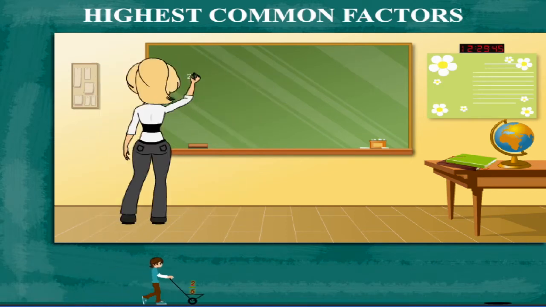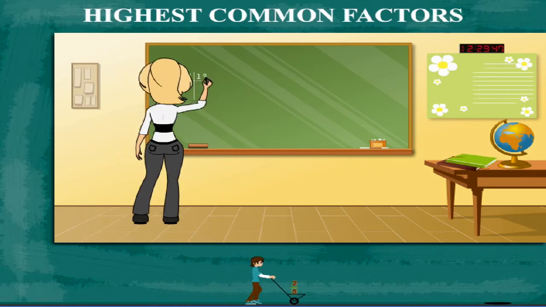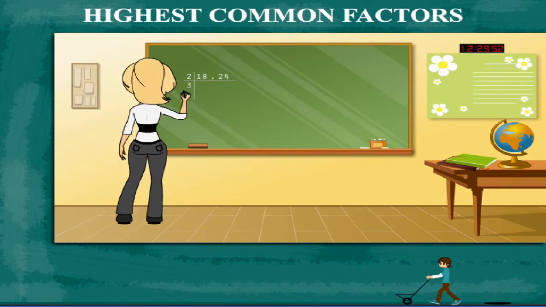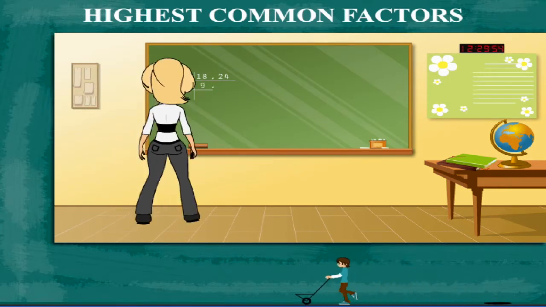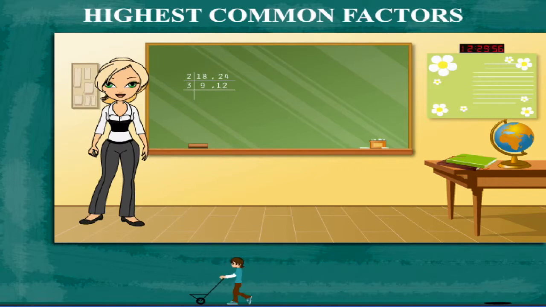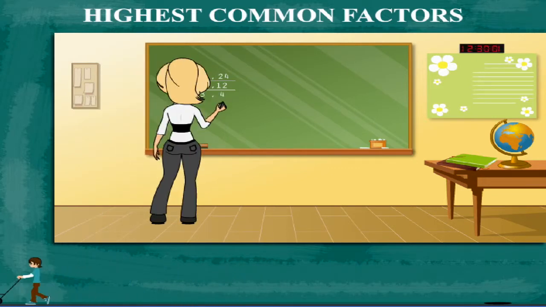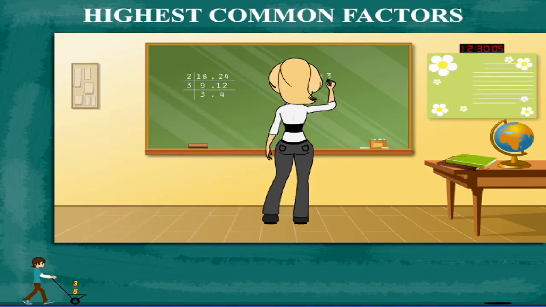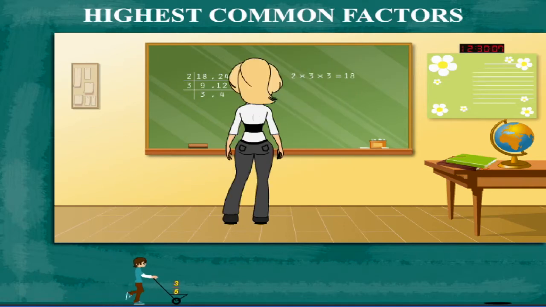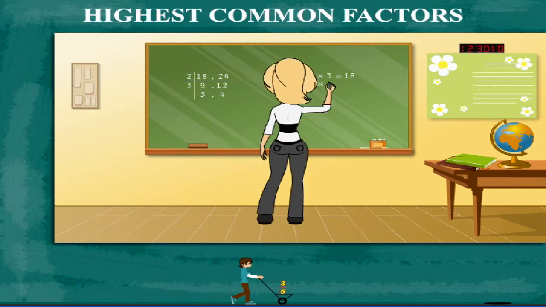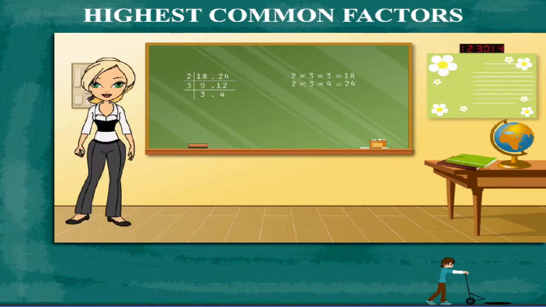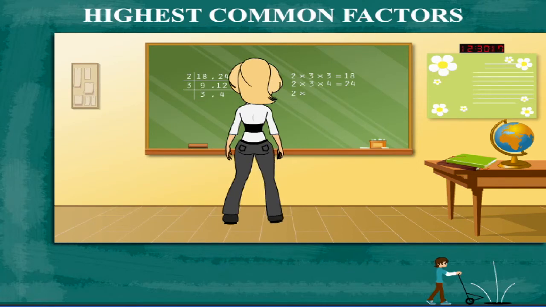Teacher Rosie explains further by dividing 18 and 24 by 2 to get 9 and 12. She divides further by 3 to get 3 and 4. Rosie ma'am now multiplies these factors. 2 into 3 into 3 equals 18 and 2 into 3 into 4 equals 24.